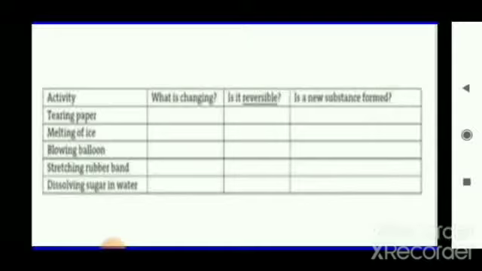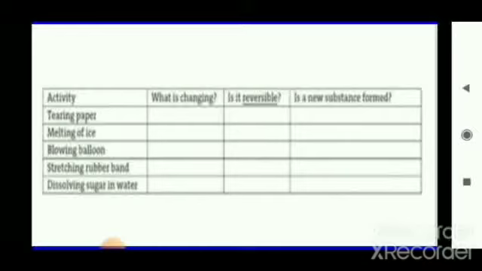Now come to the last column. Is a new substance formed? Tell me, when you tear a paper, is a new substance formed or not? When we tear a paper, the paper is torn only. Okay? The appearance of the paper is changed, but no new substance is formed. Clear? So in the last column, what will you do? You will cross there. Okay?